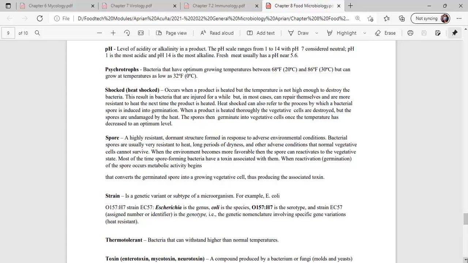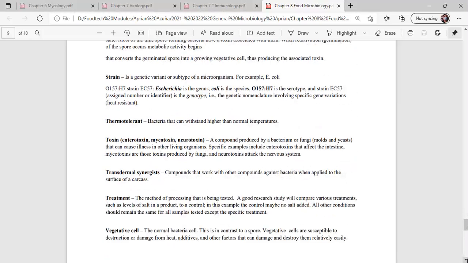So you have O157:H7 strain of your Escherichia coli. Escherichia is the genus, coli is the species, O157:H7 is a serotype, and EC57 is the strain. Then assign a number or identifier for each genotype. For example, you have your genotypic nomenclature involving specific gene variation or mga heat resistance.